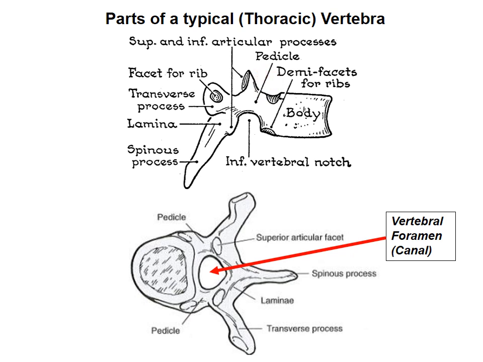You can see that each vertebra has a spinous process projecting posteriorly and a transverse process projecting laterally. These are used as physical levers for muscles to attach to and then move the vertebral column.